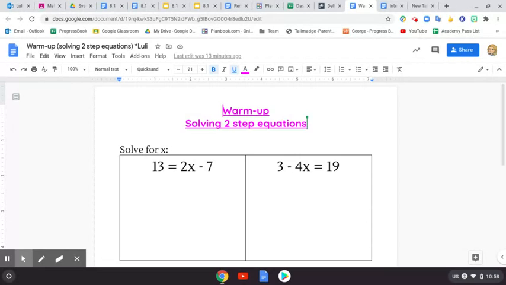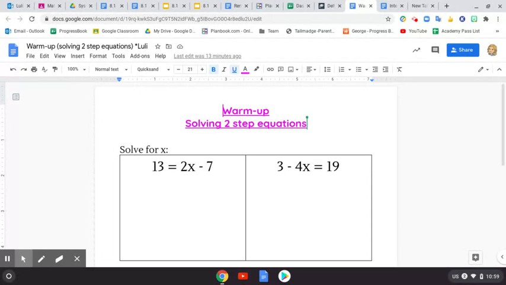Okay, go ahead and open this warm-up on your screen, and I'm going to go through the first problem with you. Feel free to either do split screen so you can see what I'm doing and type, or you can pause this video, complete each one, and then come back to the video.